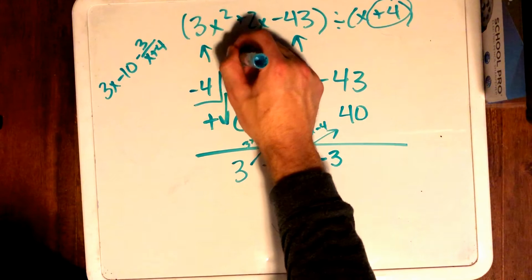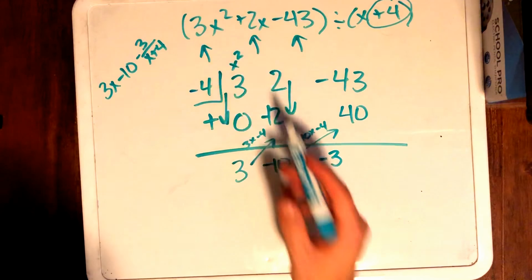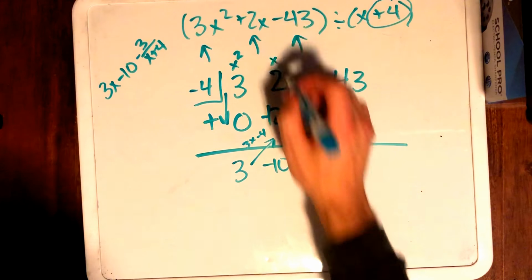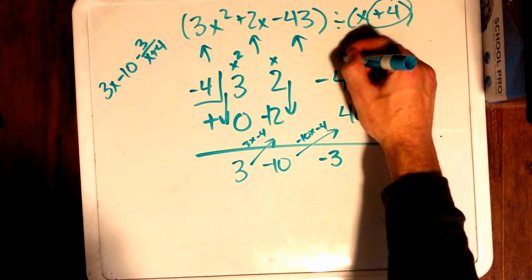And so again, like last time, we took this 3 from our x squared term, we took this 2 from our x term, and we took this negative 43 from our constant term.